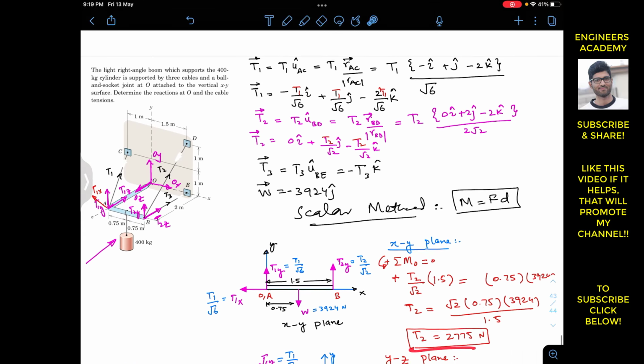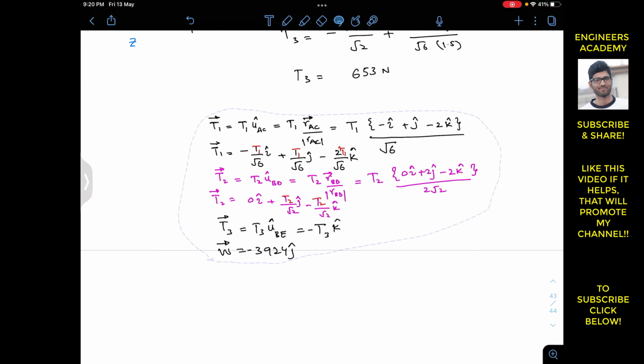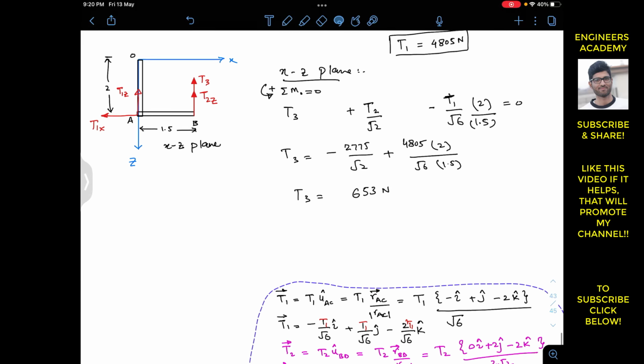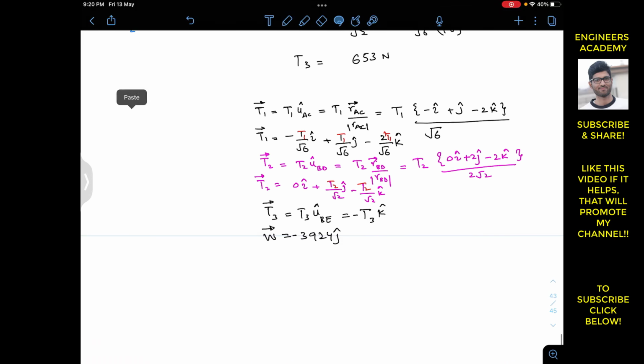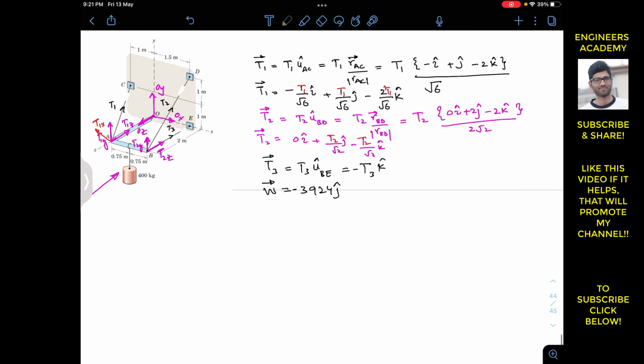Now let me copy all these forces, since we are going to apply the summation of forces along the x, y, and z axis to find OX, OY, and OZ. So we need these equations. Now these are all our Cartesian vectors, and to find OX, OY, and OZ, we have to apply the summation of forces along x. That will be equal to 0.